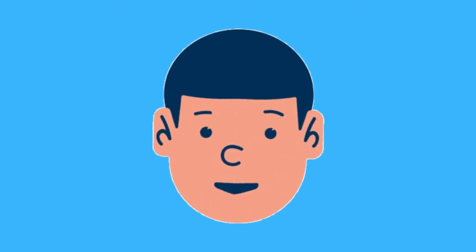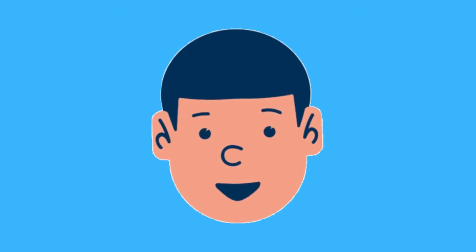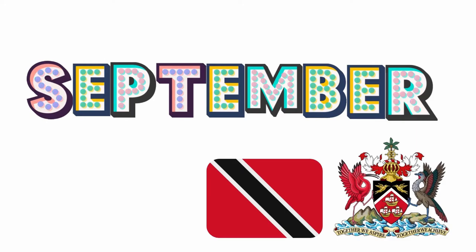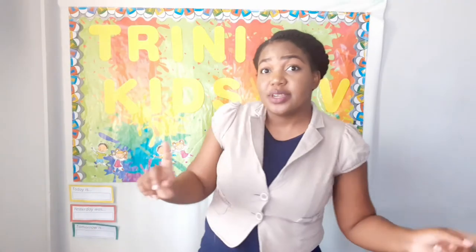And a very good morning to all of our friends that are watching. So, let's find out about the days of the week and the months of the year. Do you know what today is, friends? Today is Friday. Yes, today is Friday. Today is Friday all day long. Yes, it's Friday. And we are in the month of September. Yes, so let's say the days of the week and the months of the year.